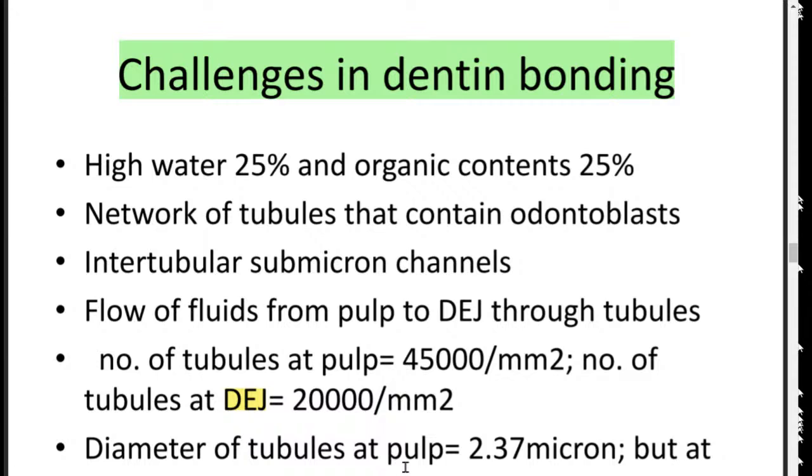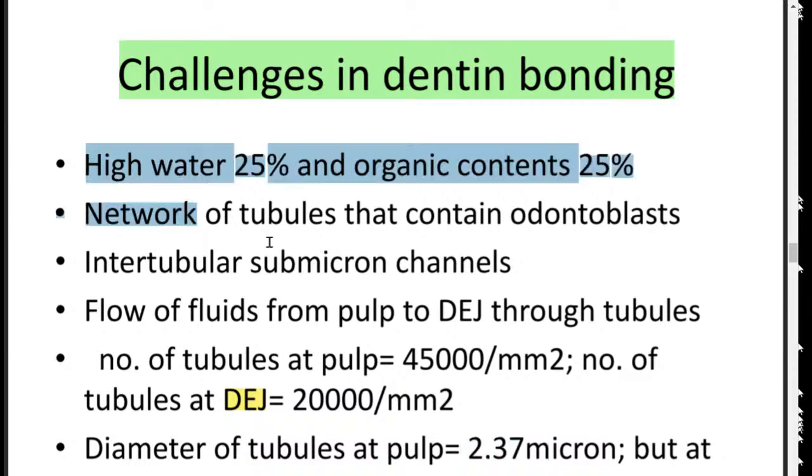The diameter of tubules at the pulp is 2.37 micron, which is considered very big compared with the dentino-enamel junction diameter of tubules, which is only 0.6 micron. And therefore applying the dentin bonding at the pulp would be less effective. Let's highlight this one more time.